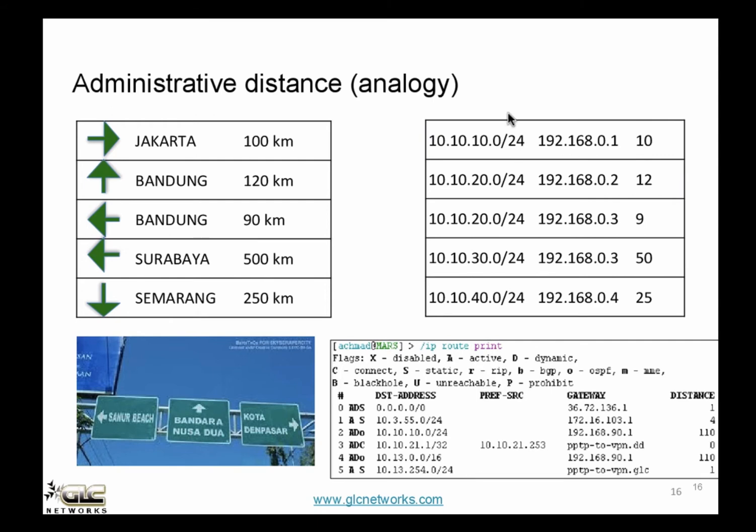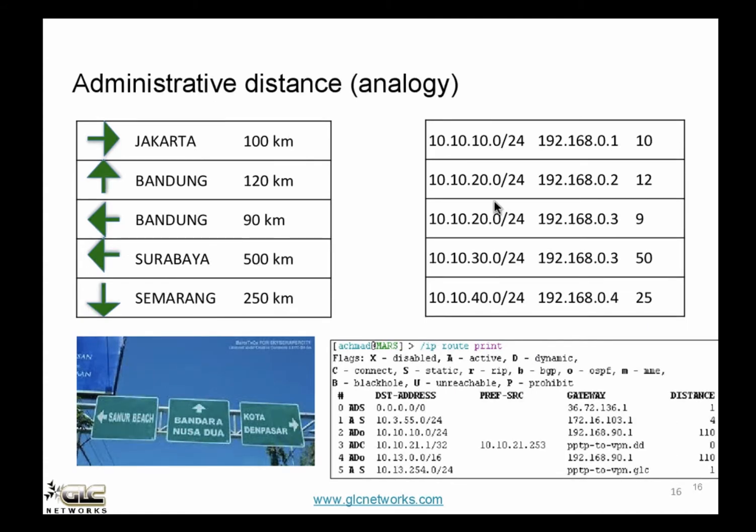As you can see, all destinations here are using the same prefix length. Their subnet is the same, /24, so all of them are /24. So which one do we pick? Let's say you want to go to Bandung. We have two entries here. Which one do we pick? We pick the one with the lowest distance. In this case, the distance is 9.